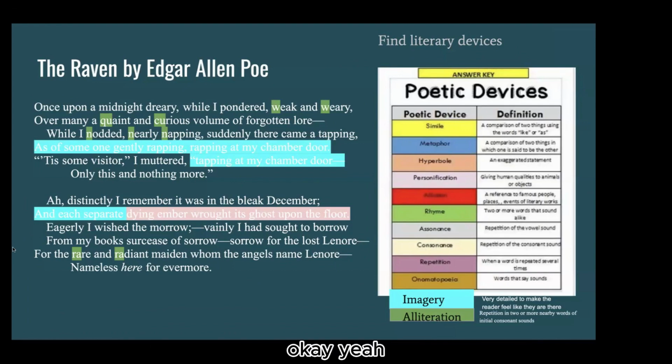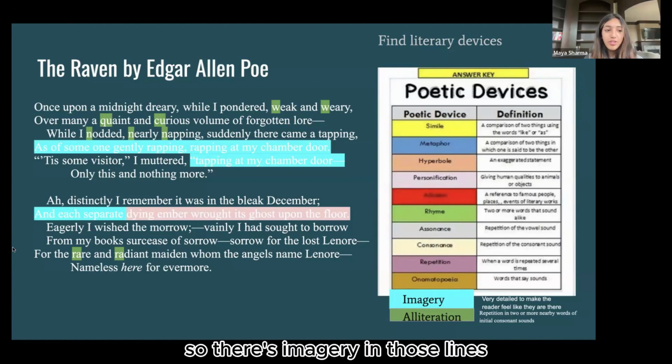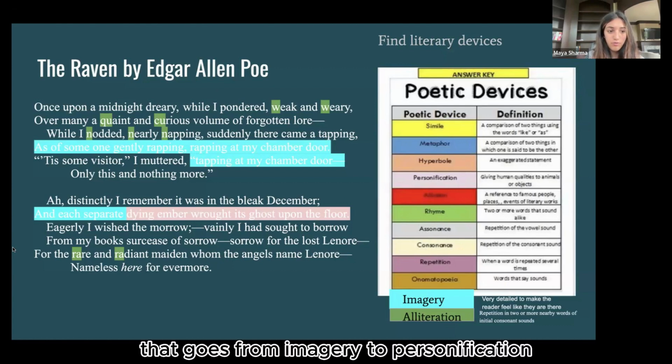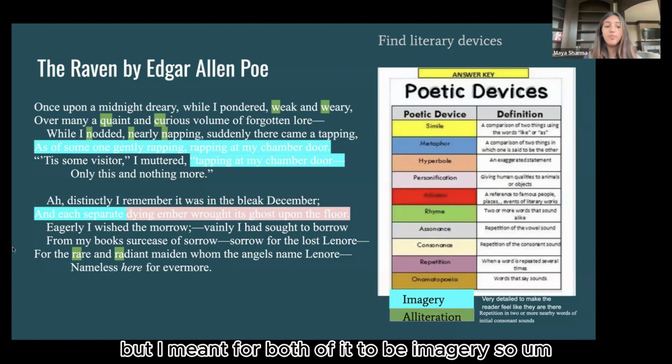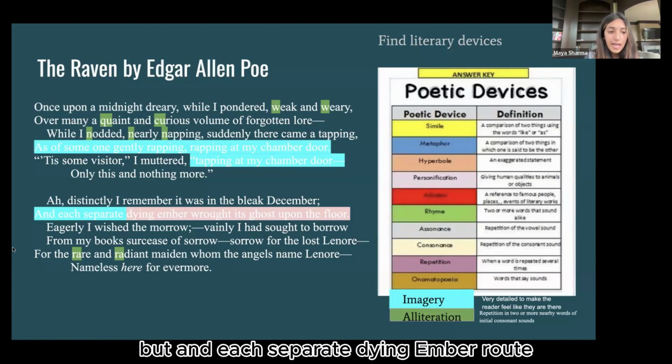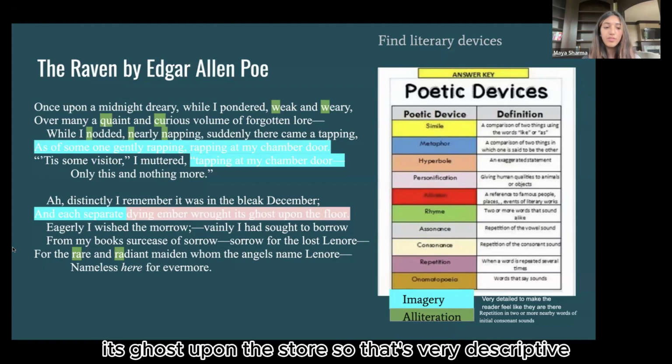Imagery, right. Okay. Yeah, so there's imagery in those lines: "as of some one gently rapping, rapping at my chamber door." We can visualize that. And then the rest, that line there, it goes from imagery to personification, but I meant for both of them to be imagery. And it's also personification too, though: "each separate dying ember wrought its ghost upon the floor." So that's very descriptive.